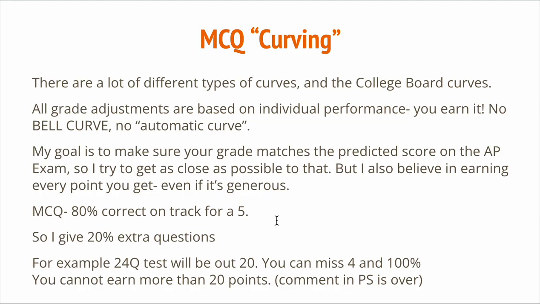For example, I will give you a 24 question test and it will be out of 20, meaning you can miss 4 and still get 100%, right? You cannot earn more than 20 points though. If you do, I'll put a comment in the grade book where you can see, oh yeah, you got a 22, but the most you can actually get is 20 points. And that's all of the curving I do. You get these extra questions. You do earn every point, but you can miss 4 and still even get full marks, all right?